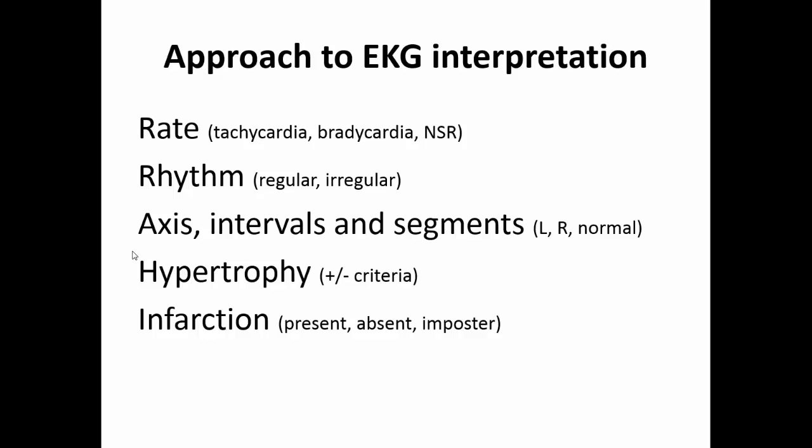When we talk about EKG interpretation, generally we're going to talk about the rate, the rhythm, the axis, hypertrophy, or infarction. For rate, we typically will talk about, is it a sinus rhythm? Is it tachycardia? Is it bradycardia? Rhythm, is it regular or irregular? Axis, is it left, right, or normal? Is hypertrophy present or absent? Infarction present, absent, or maybe it's an imposter, and we'll talk about each of those.